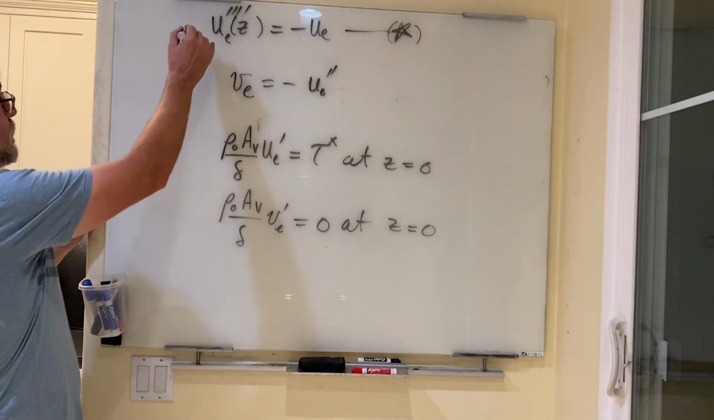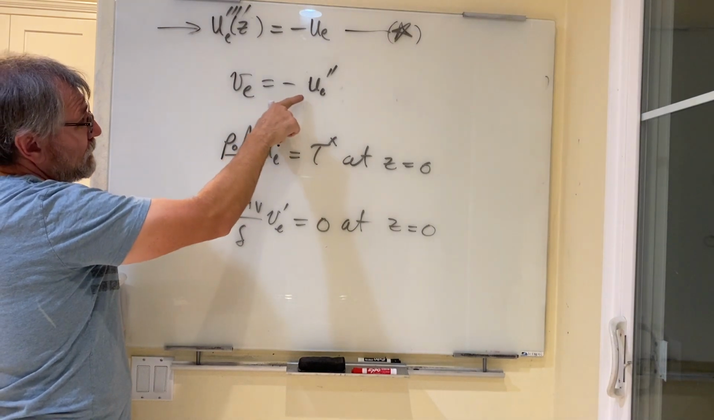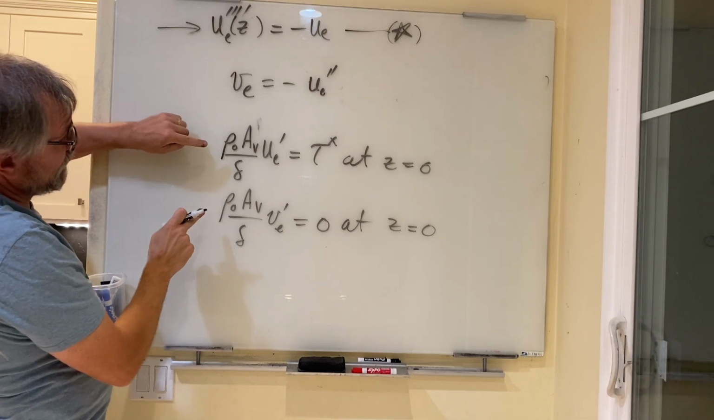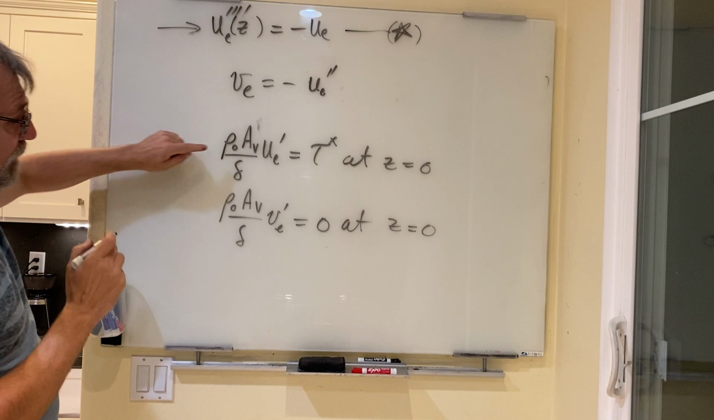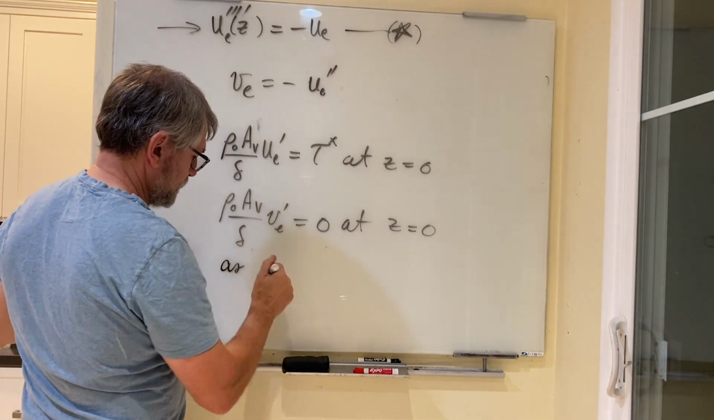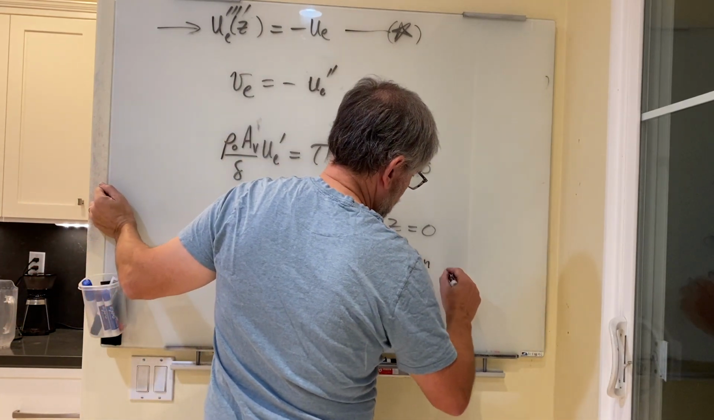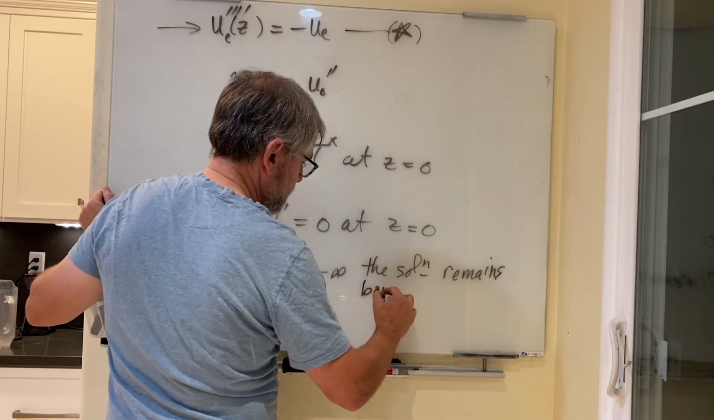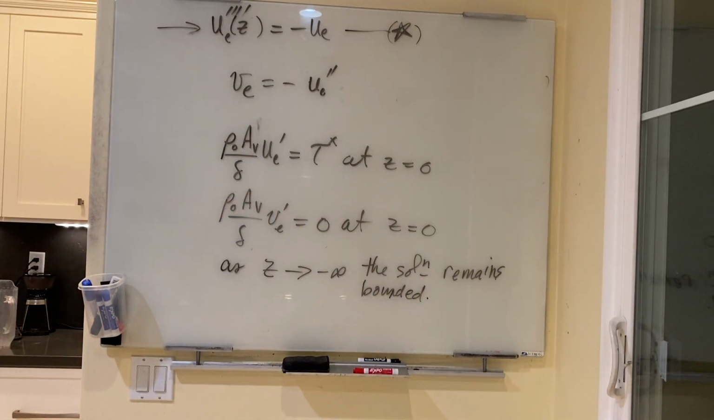Okay, so I'm going to solve this equation. Once I solve for that, I'm going to take two derivatives and solve for VE. And then I'll have UE and VE. And then I will take one derivative of each and apply these boundary conditions. And we also have the other two boundary conditions that as z goes to minus infinity, the solution remains bounded. By this I mean it doesn't blow up, so it can't grow exponentially as we move away.